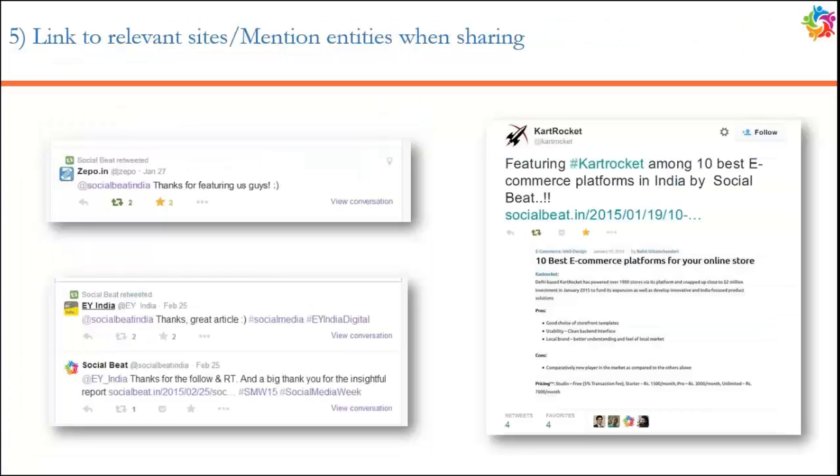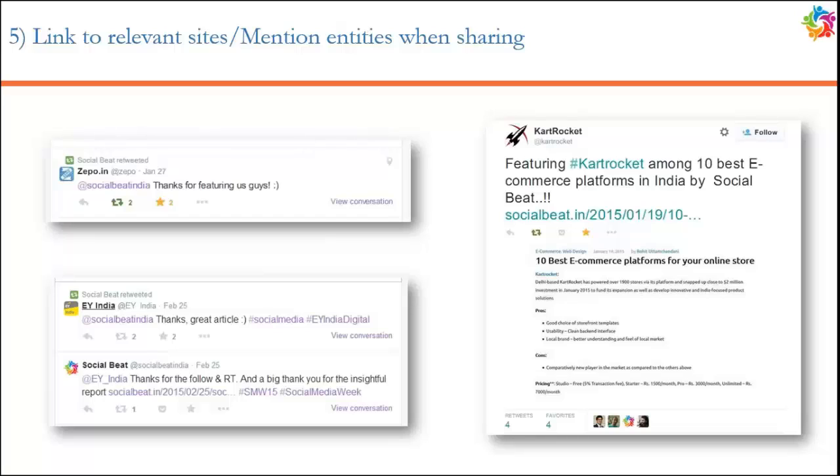Next is to mention your entities when sharing. So let's say your blog has a list like the blog I just showed you. It is on the top 10 e-commerce platforms for your business. So we'd mentioned these guys. We'd mentioned Zeppo, we'd mentioned CartRocket, and we tweeted, right? We shared tweets and posts mentioning these guys, especially on Twitter. You tweet saying something like Zeppo is featured in the top 10 e-commerce platforms for your online store.